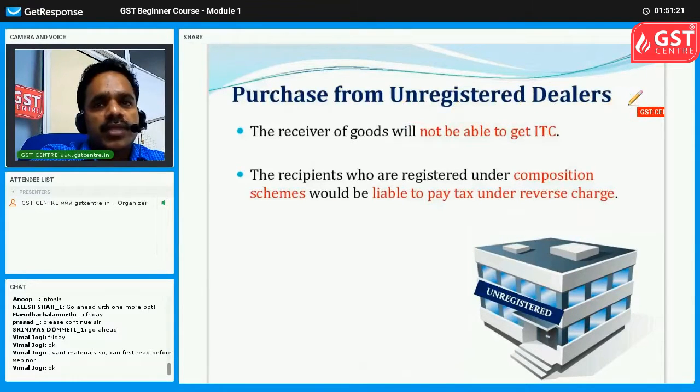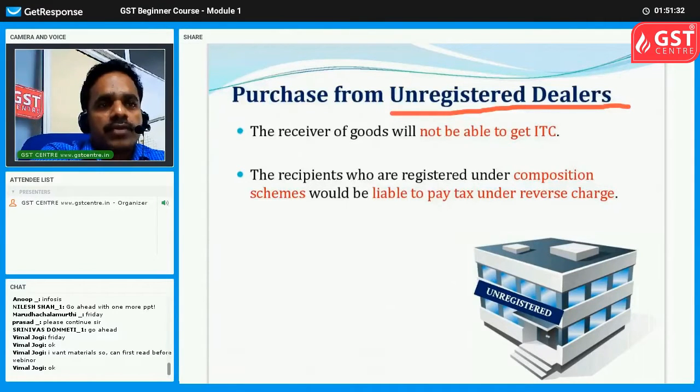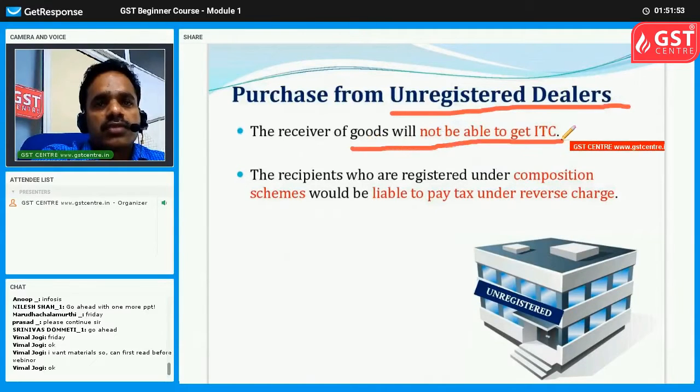Then purchase from unregistered dealers. Who is an unregistered dealer? Unregistered dealers are dealers who have not registered under the GST Act. You may know that for registration we have to apply through the GST common portal, submit various documents, and sign with a digital signature or e-signature. All such formalities are there, and we will get a GST registration number, and we have the power to collect tax and pay such tax to the government. Unregistered dealers will not get such powers, and the receiver of goods will not be able to get ITC because the supplier is not paying any tax.